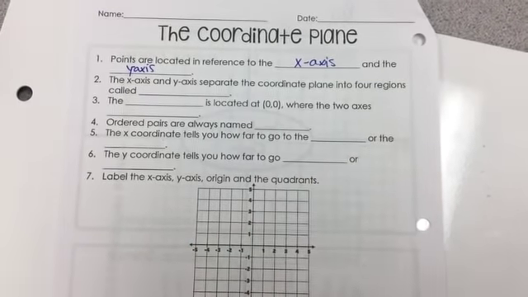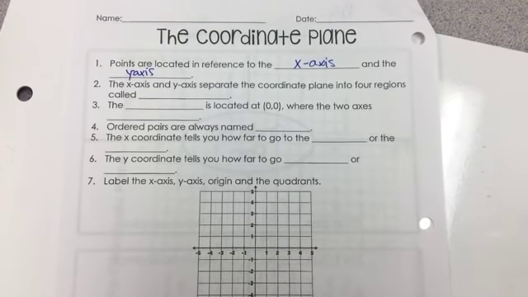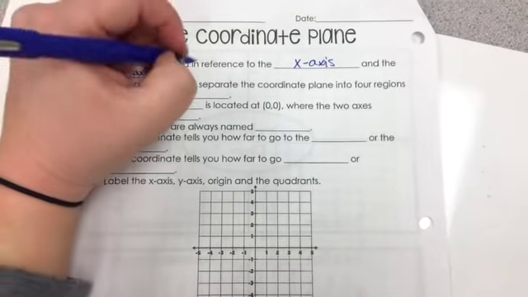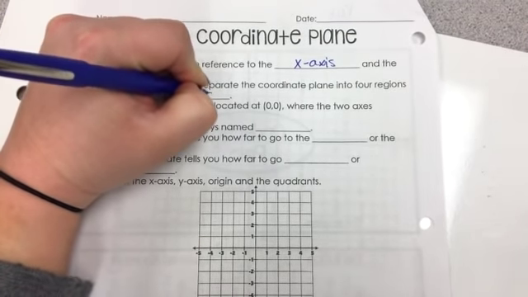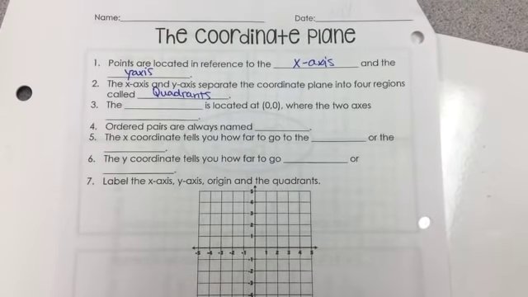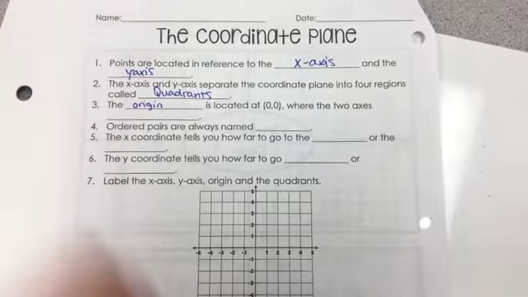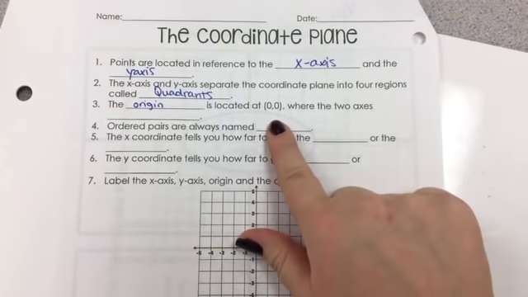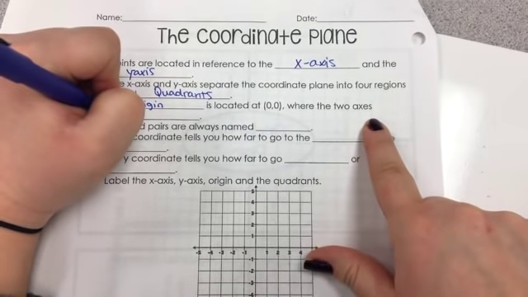The x and the y-axis separate the coordinate plane into 4 regions called quadrants. The origin is located at the point 0, 0, which is where the 2 axes intersect or meet.